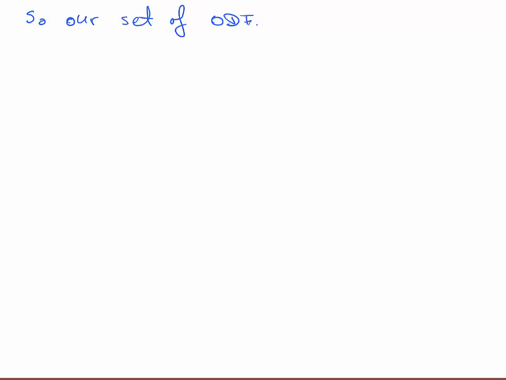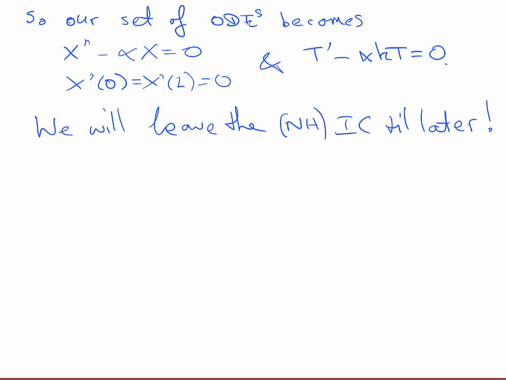Okay, so given that, our set of ODEs expands a little bit. The x equation is now going to have some boundary conditions, still no conditions with the t equation though. So we've got X'' minus alpha X equal to 0 with zero boundary condition derivatives, X'(0) and X'(L) equal to 0. The t equation with no initial condition, we're going to leave that because it's non-homogeneous. We'll leave it till later and bring it in at the end.